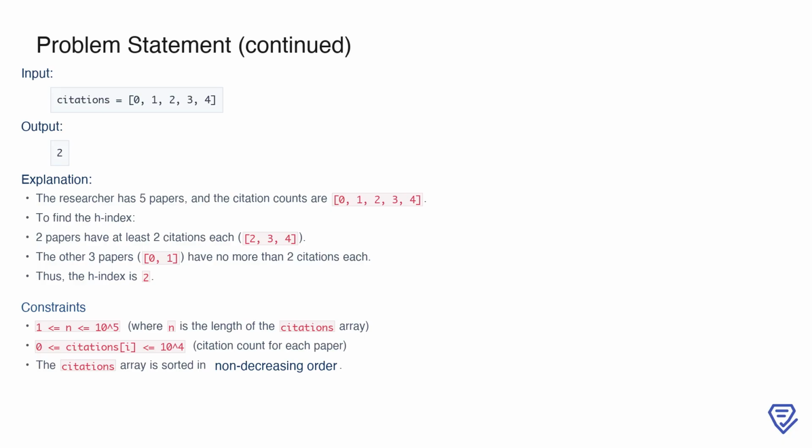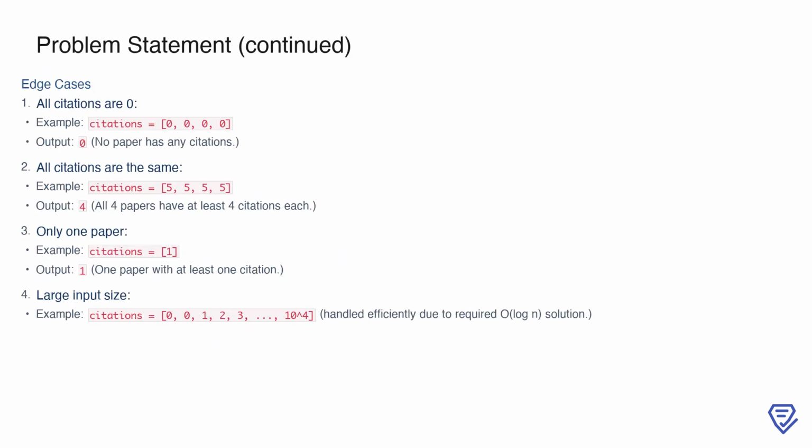The problem also specifies certain constraints. The length of the array, n, can be as large as 100,000, and the citation counts for each paper can range from 0 to 10,000. Additionally, the array will always be sorted in non-decreasing order, which ensures that we can leverage efficient algorithms to compute the H-index. When solving this problem, we must also account for edge cases to ensure our solution is robust.